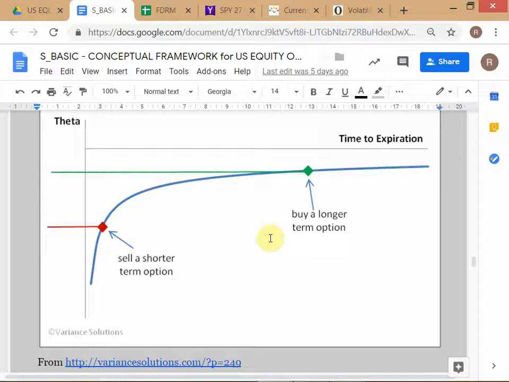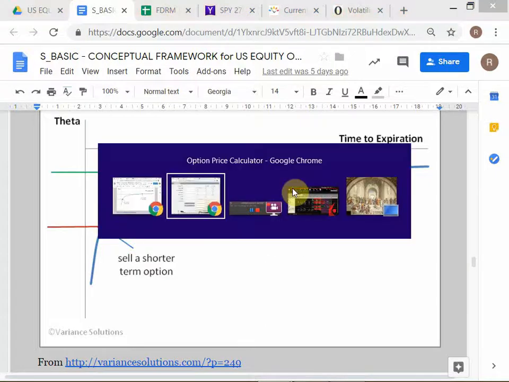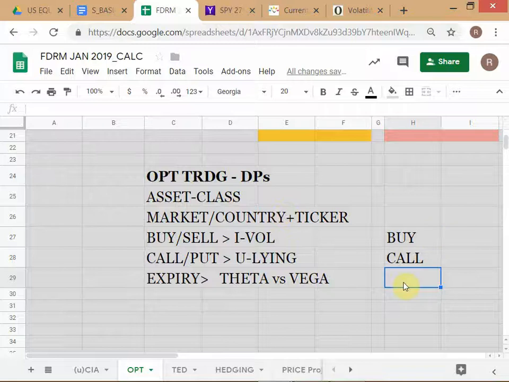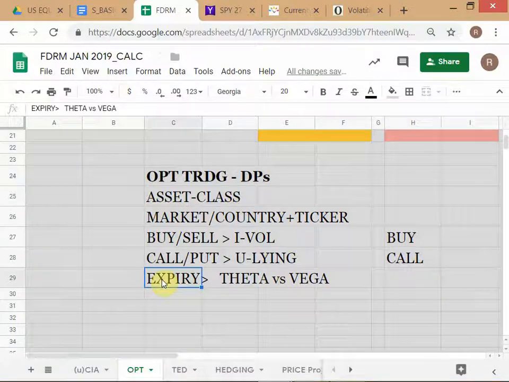Shorter dated options have very high theta. Longer dated options have much less theta, okay? So therefore, when you are buying options, your strategy is to buy options. That is what you have decided based on the other earlier decision problems. Here in this example, my decision was to buy a call. So when it comes to the decision as to the expiry date, I will choose a longer dated option.